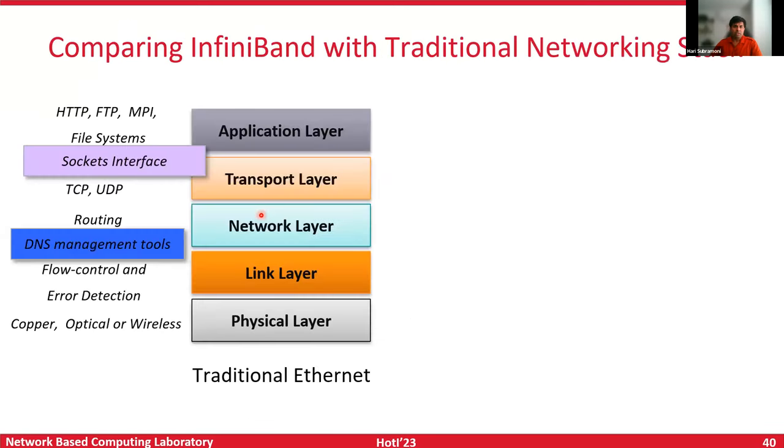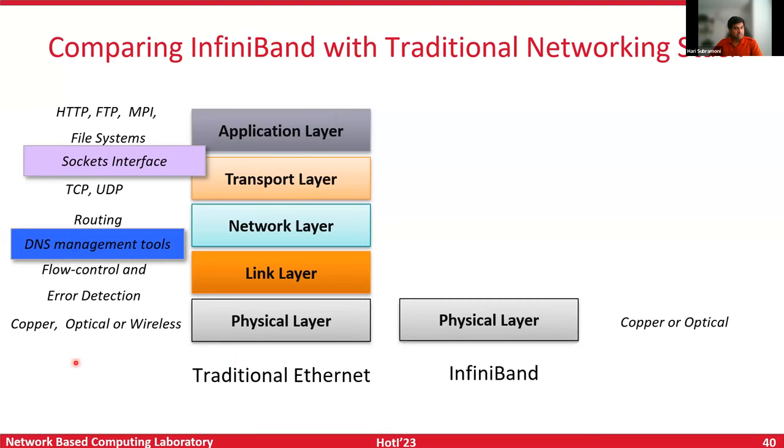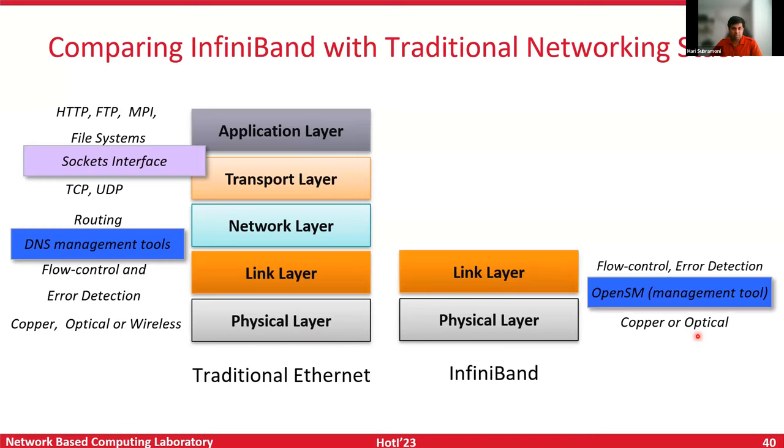So if you compare InfiniBand with the traditional ISO/OSI networking stack, there is a lot of similarity. So you have your traditional physical layer for Ethernet, which is copper, optical, or wireless. On the InfiniBand side, it's just copper or optical. Now, between the link layer and the physical layer, you have the network management entity called Subnet Manager. The popular open source version of a Subnet Manager is called OpenSM, and the job of the OpenSM is to make sure that the network is up and running.